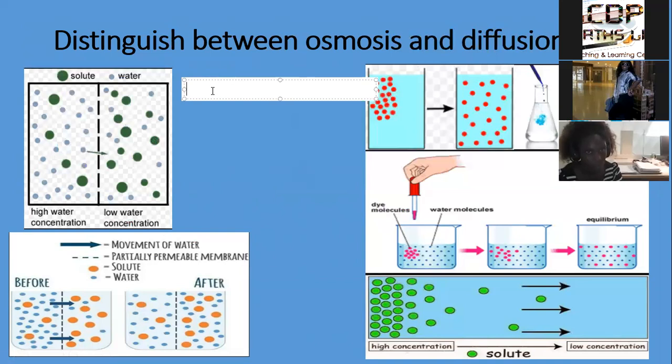Movement of water. Movement of water. Actually, it's water molecules, right? Okay. Water. Now, hold on.